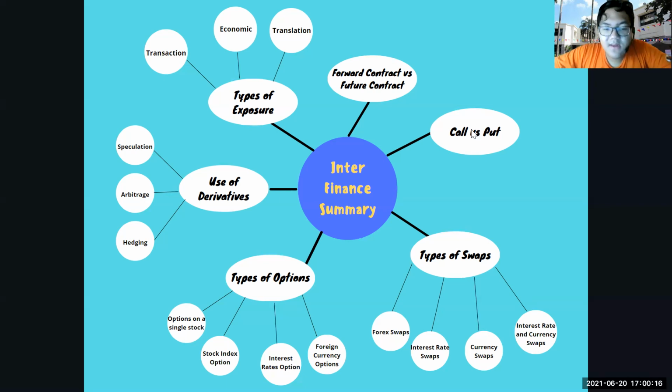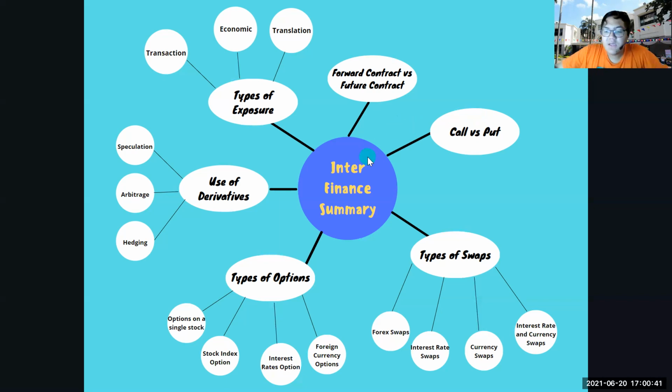And lastly, I'm going to talk about the types of options that we have. The first one we have is options on a single stock. Next one we have is the stock index option. This refers to an option with the underlying asset being the value or price of an index of stocks, for example, the S&P 100.